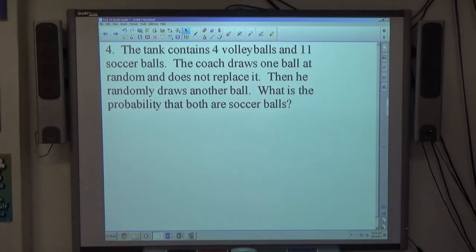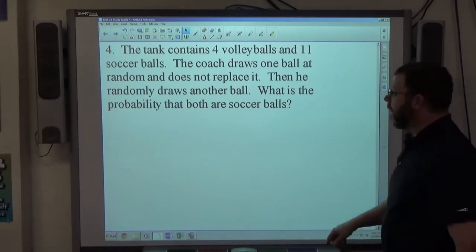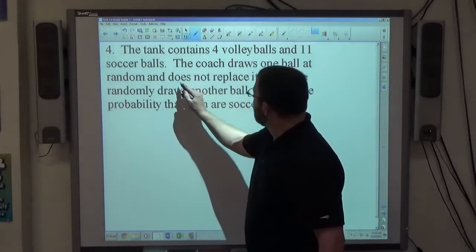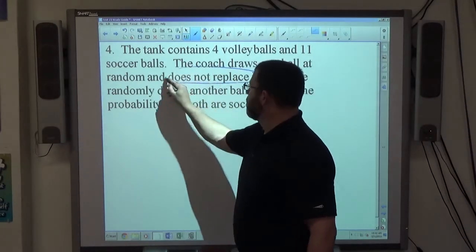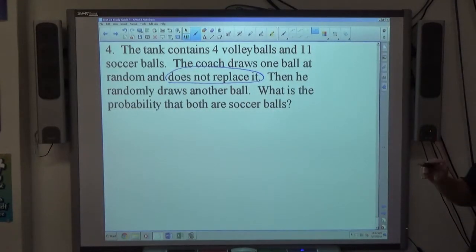Number 4, the tank contains 4 volleyballs and 11 soccer balls. The coach draws one ball at random and does not replace it. Then he randomly draws another ball. What is the probability that both are soccer balls? So very careful. It says does not replace it. That means once we pick the ball out that we're going to get what we were looking for, we're not going to put it back in.